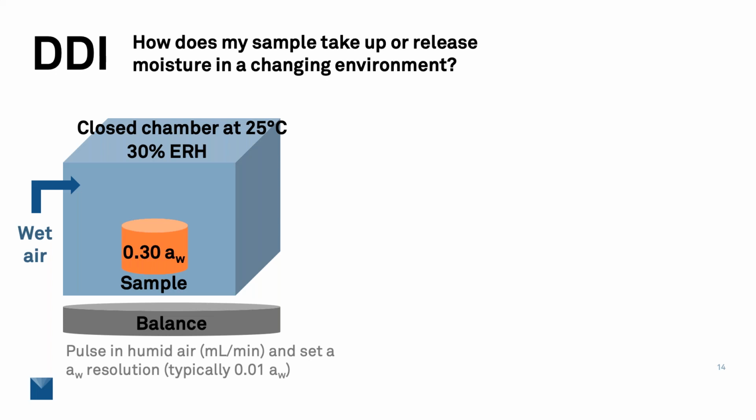And generally we slow it down for more hygroscopic samples and speed it up a little bit more for samples that have a big capacity to take on moisture. And we also set a water activity resolution. And normally we do this at a 0.01 water activity. And that's how the instrument knows when it needs to be taking a reading.